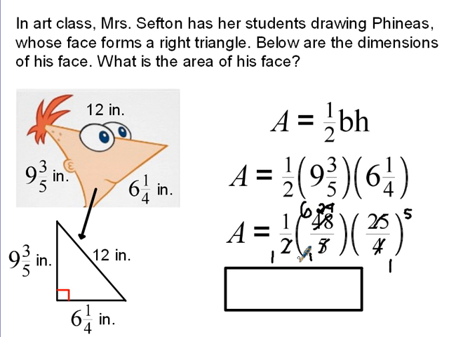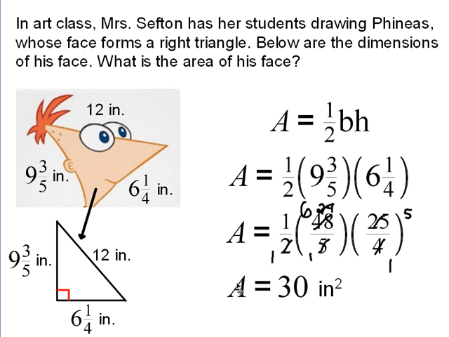So now we have 1 times 1 times 1 as a denominator, and then 1 times 6 times 5. Well, 1 times 6 is 6, times 5 is 30. So we have 30 over 1, which gives us an answer of 30 square inches.